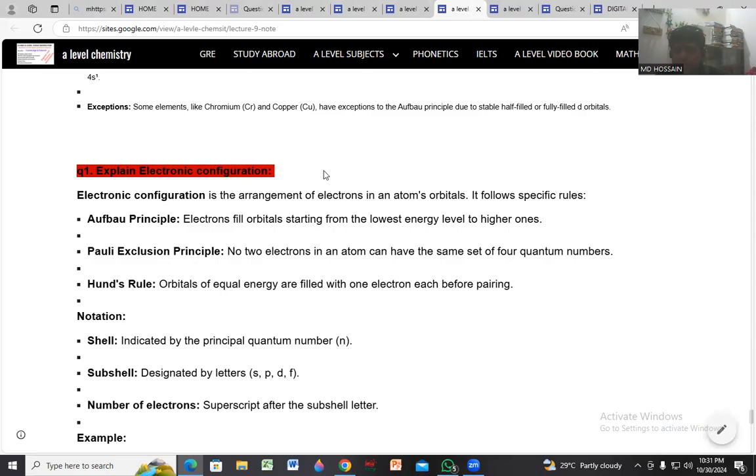An s orbital contains only two electrons. How many electrons? Two electrons. A p orbital contains only 6 electrons, a d orbital contains 10 electrons, and an f orbital contains 14 electrons. So our major focus for A level is up to the d orbital, right?